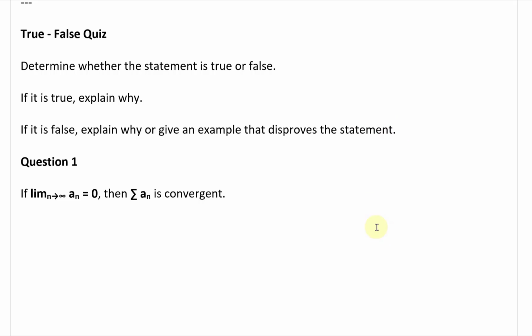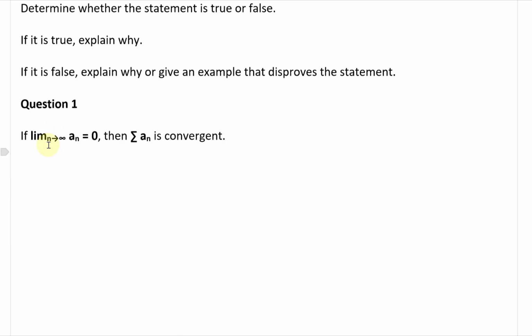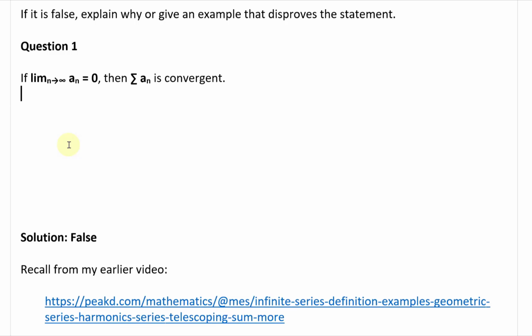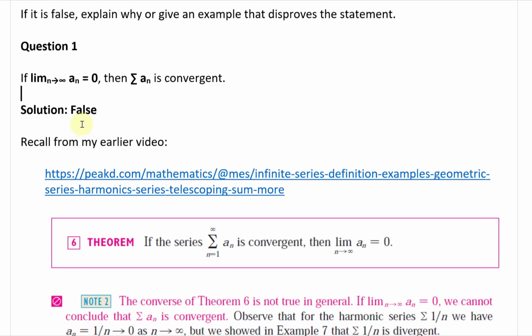Alright, so let's take a look at question 1 here. If the limit as n approaches infinity of a_n equals 0, then the summation of a_n is convergent. In this one, it's obviously going to be false, because just because the limit is going to 0 does not mean it is convergent. We'll go over to the solution right here. So, solution, this is false.